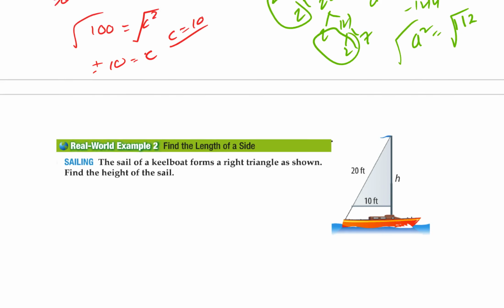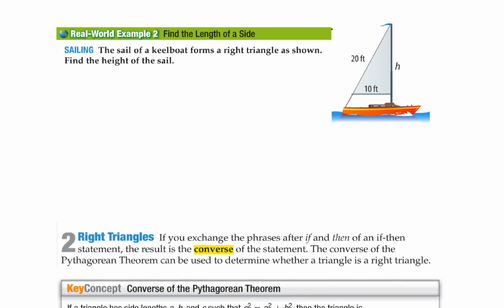Now let's do it with an application problem, kind of. A real world example, as I like to say. The sail of a keel boat forms a right triangle as shown, from the height of the sail. I don't know what a keel boat is, but here's the thing: I don't have to know what a keel boat is. Right here, you just have the picture.